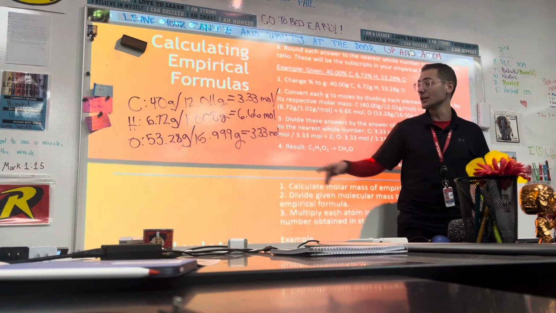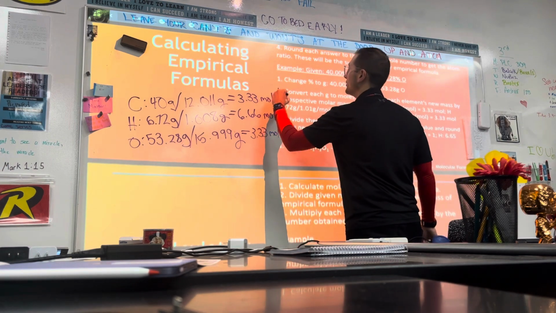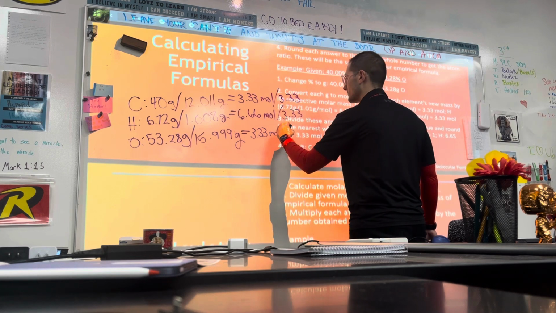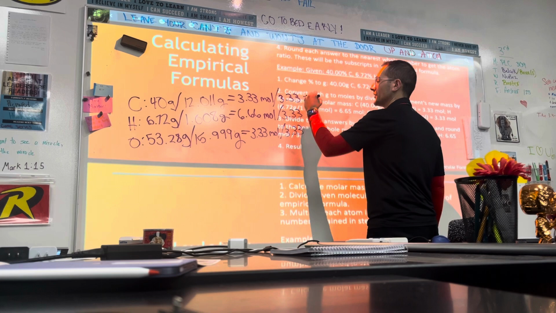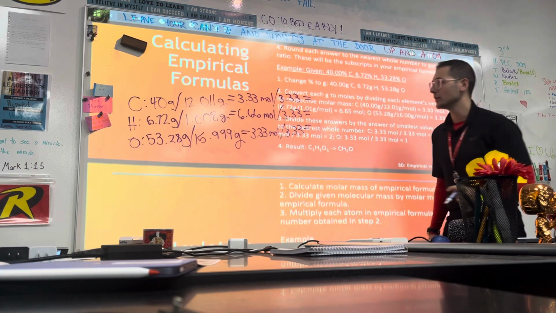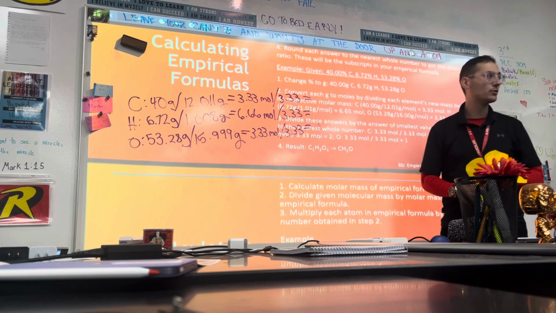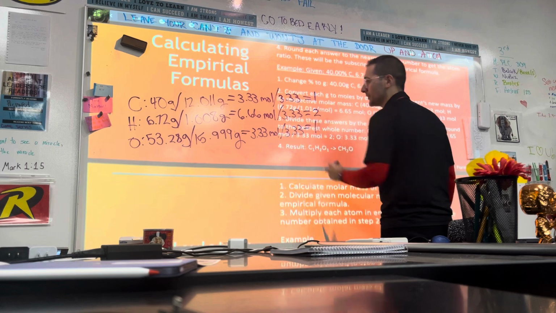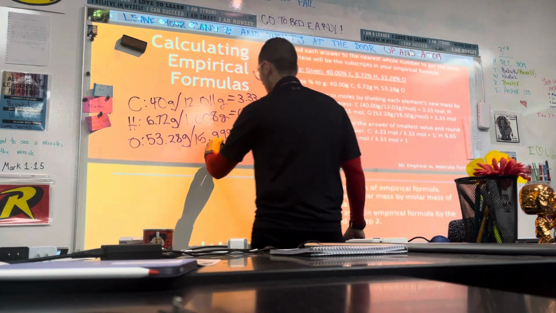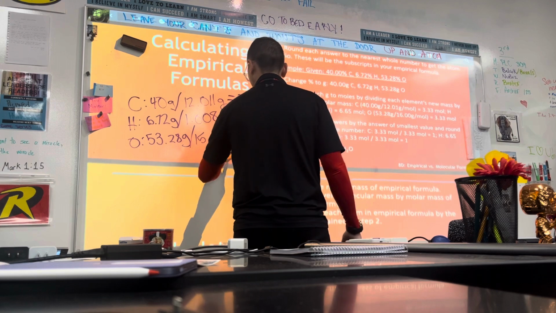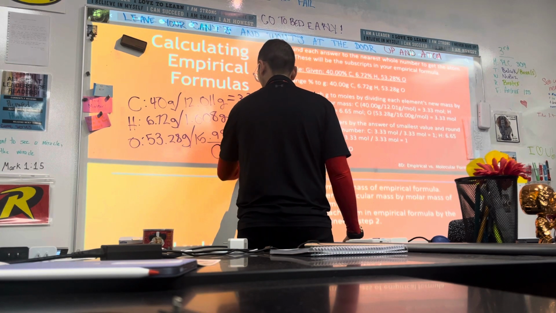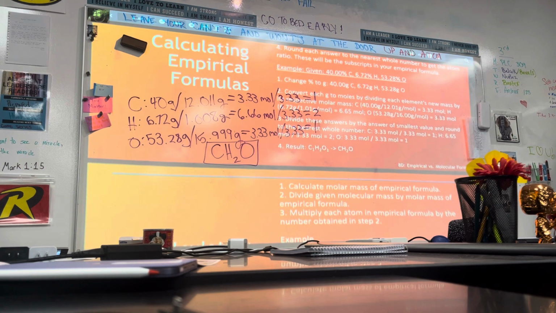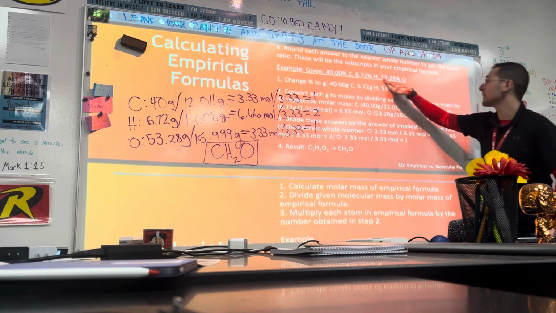The number that's the smallest is 3.33. So I'm going to divide all of them by 3.33. And once I do that, it's going to spit out the answer of the subscript in my empirical formula. 3.33 over 3.33 is 1, 2, 1. So this means that carbon is going to have a 1, H is going to have a 2, and oxygen is going to have a 1. So my empirical formula is CH2O. And all I used was these given amounts right here.